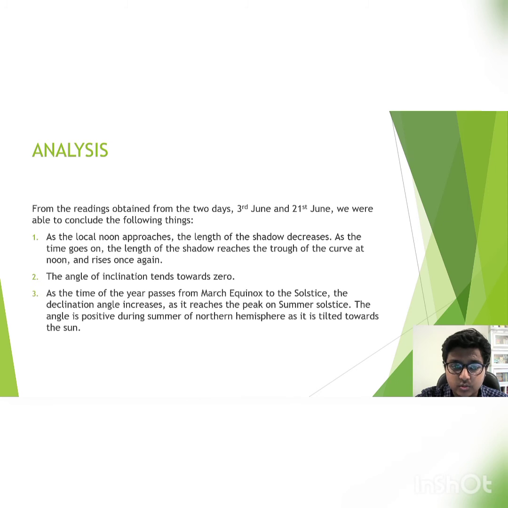Our second observation was that the angle of inclination tends towards zero. The third observation was that as the time of the year passes from the March equinox, the declination angle increases as it reaches the peak on summer solstice. And the angle is always positive because the earth is tilted towards the sun during the summer of the northern hemisphere.